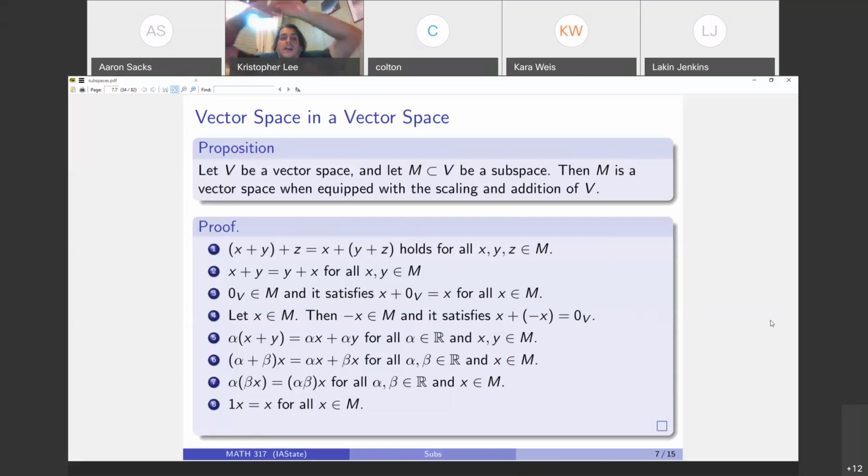And boom, there we go. Subspaces are precisely the entities within vector spaces that become vector spaces themselves. Cool. All right.